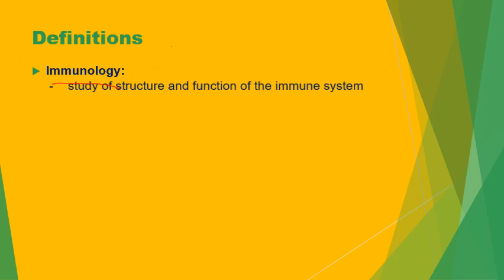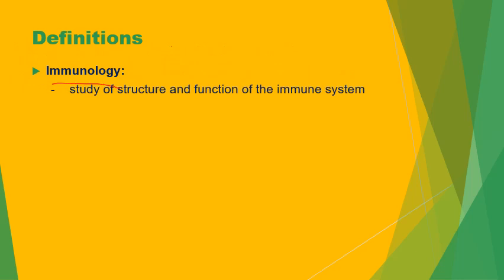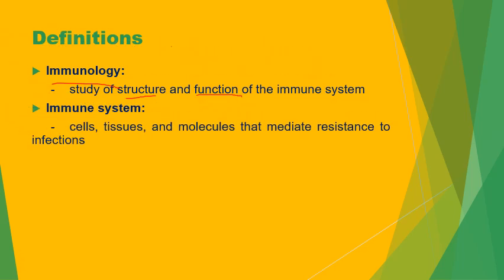First, we will start by defining some basic terms that we will encounter throughout the course of this lecture. We'll start by defining the term immunology. Here I defined immunology as the study of structure and functions of the immune system. Take note of the structure and functions of the immune system. The second term is immune system. Here I defined immune system as a system made up of cells, tissues and molecules that mediate resistance to infections.